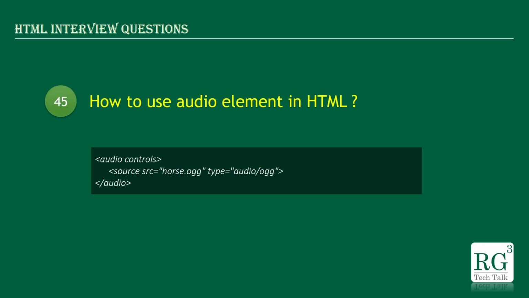Question number 45. How to use audio element in HTML? Audio, controls, and source, it's the same as video, except type equals to audio/ogg here, whereas there it will be video/mp4, or whatever file type you are giving there.